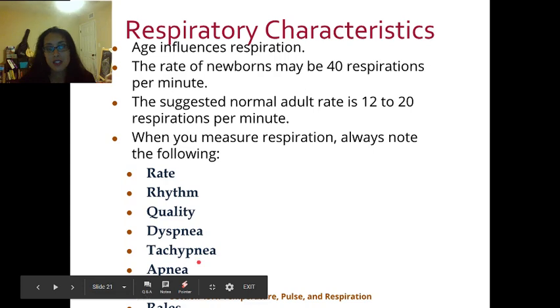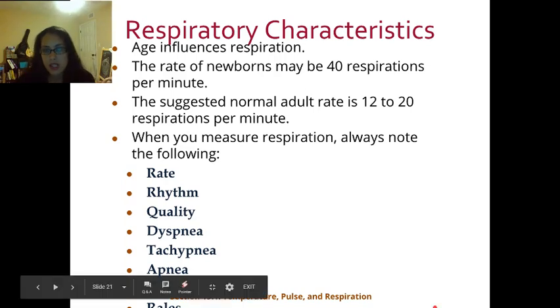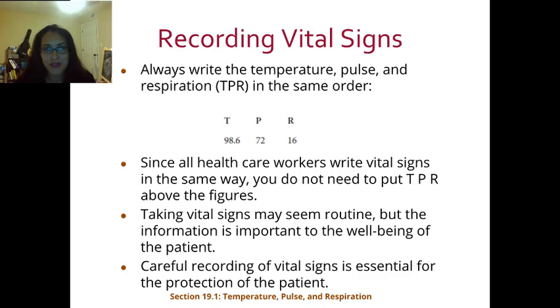Cheyne-Stokes is two to three consecutive breaths and then a period of no breathing. So when somebody's at the end of life, or trauma, you normally see these Cheyne-Stokes rhythms. Or rales, which sound like, I don't know, it sounds wet. I will have to play some audio clips on that one for y'all, because I can't replicate that by myself. I'll have to find audio clips.